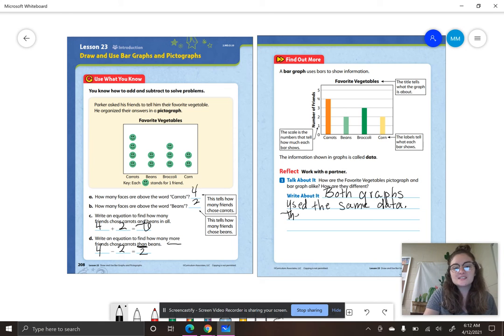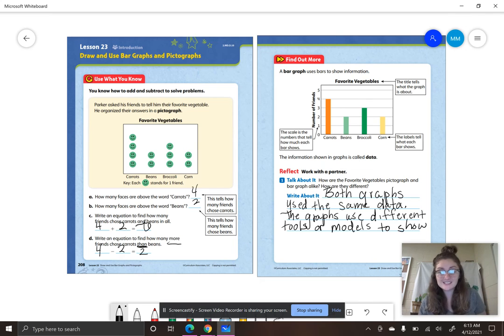The graphs use different tools, or you could say models, to show data. So they are telling us the same data. They are showing us the same data, but how they show us that data is different.